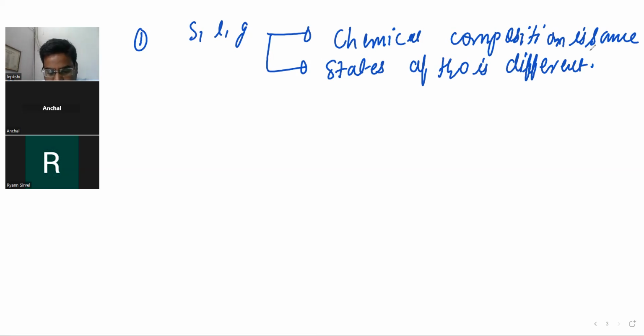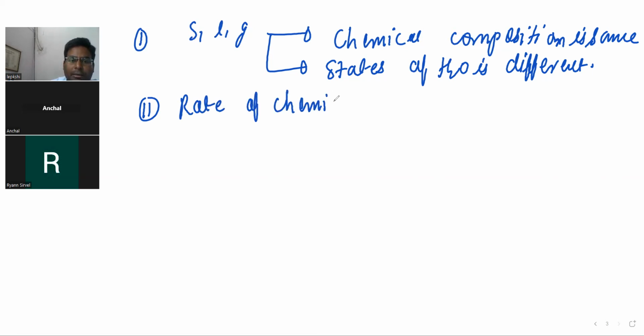Now see the next. Chemical properties of a substance do not change with the change of state, but the rate of chemical reaction depends on the physical state. So the rate of chemical reaction depends on the physical state. I will explain it.